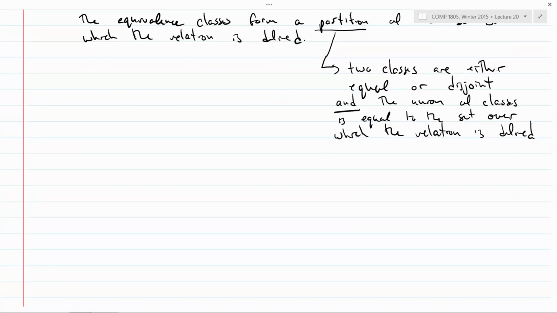So one thing that's really neat is that this actually works in the other direction too. So if I gave you a partition of a set, you can define an equivalence relation whose equivalence classes are that partition. So let's talk about that a bit.